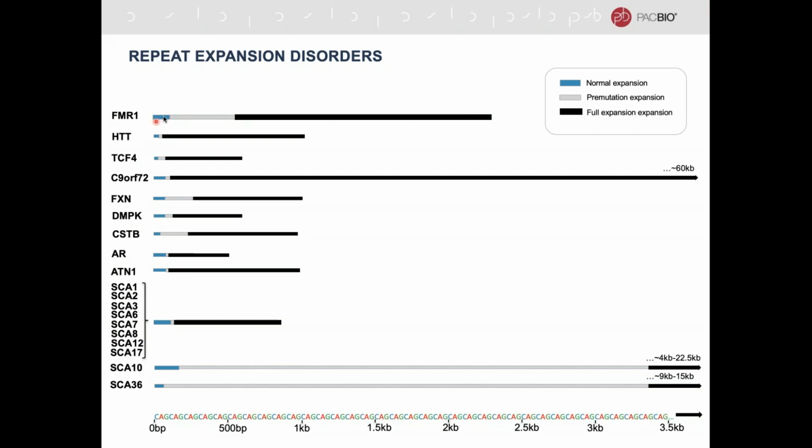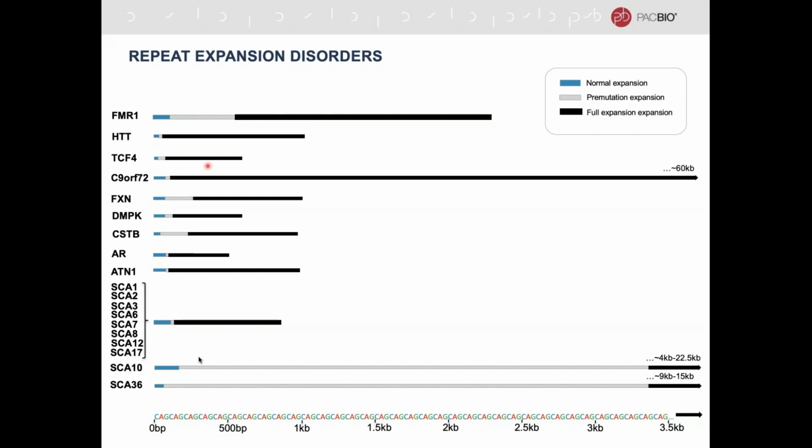And for the blue part of the boxes, that indicates the expansion size that's seen in the general population, and it does not cause disease. But once it expands beyond that, so you can see the gray box, it's called a pre-mutation state. So this is a state where the individual can show some less severe signs of the disease phenotype or have a completely different phenotype to what is seen for the full expansion. So once it proceeds to the full expansion, the individual will get the repeat expansion disorder.